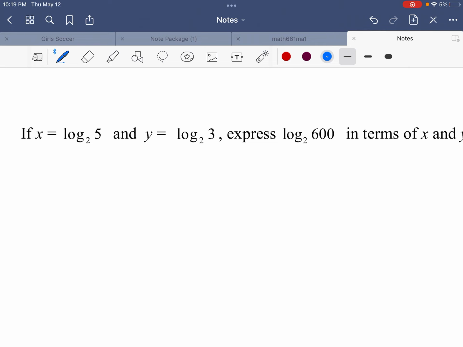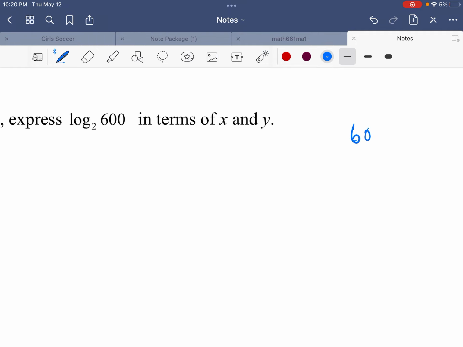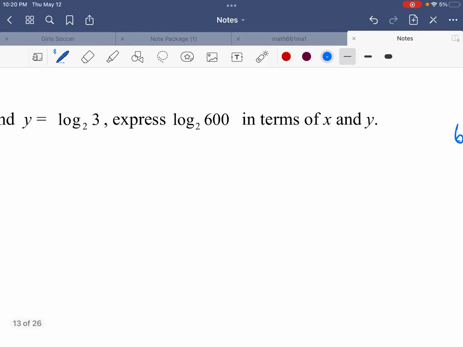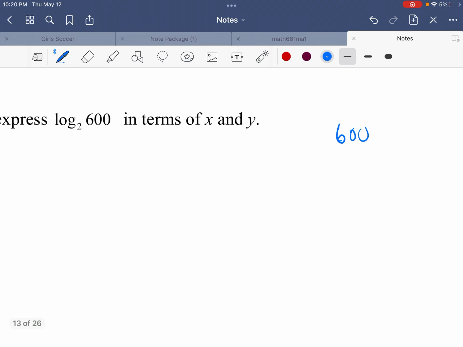If x equals log 2 of 5 and y equals log 2 of 3, express log 600. So the first thing I'm going to do is prime factor 600 in this case. I want to rearrange 600 into terms of log of 3 and 5. Okay, so prime factoring 600.